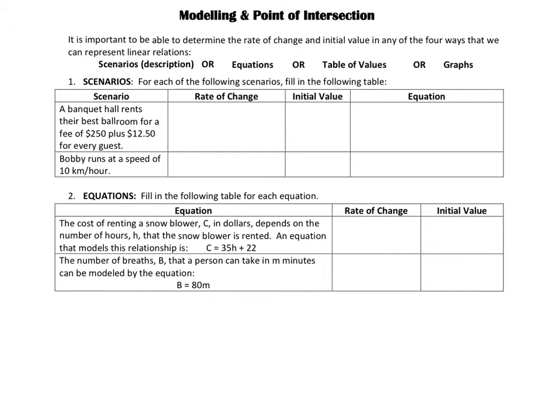This video is the conclusion of linear relations about modeling and points of intersection. So it's important to be able to determine the rate of change, i.e. the slope, and the initial value, the y-intercept, in any of the four ways that we've talked about.